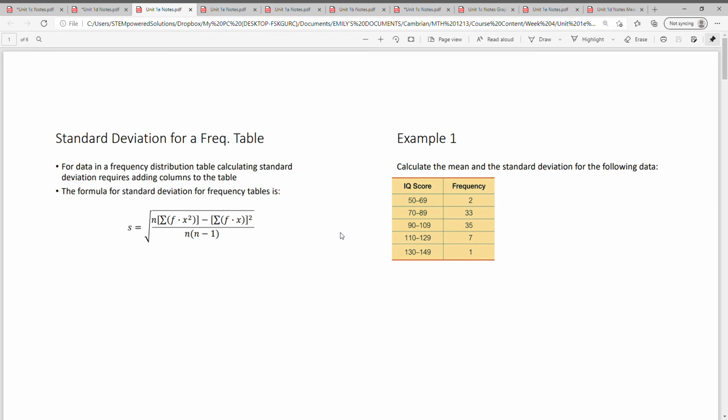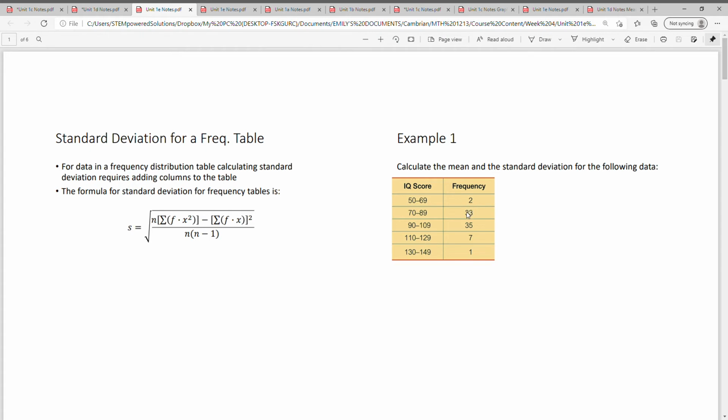Standard deviation for a frequency table. For data in a frequency distribution table, calculating standard deviation requires adding columns to the table. The formula for standard deviation for frequency tables is: standard deviation equals the square root of n multiplied by the sum of f times x squared, minus the square of the sum of f times x, all divided by n times (n minus 1).